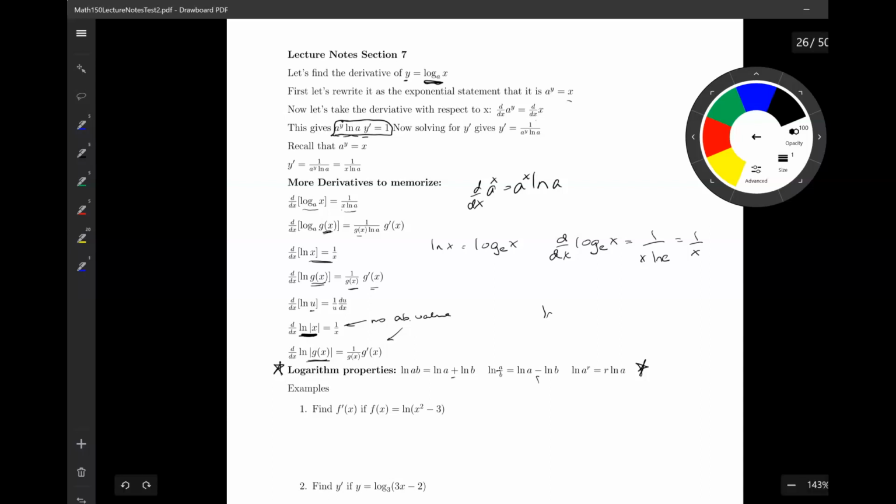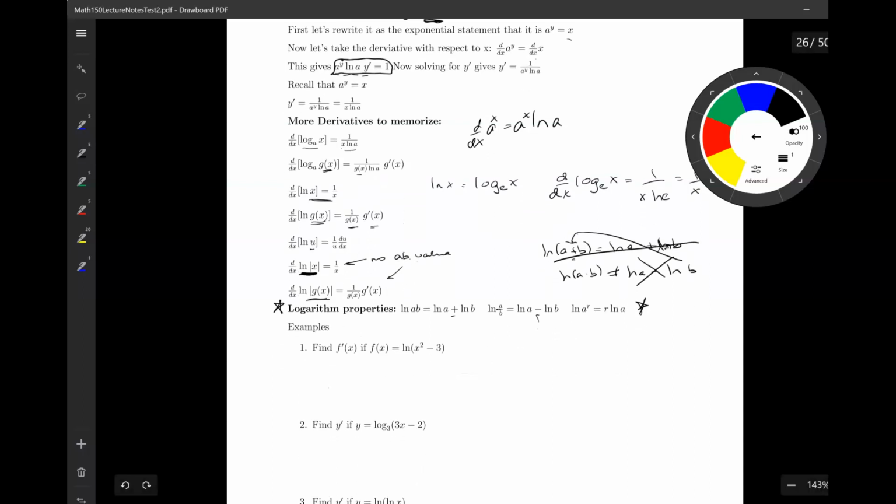And I want you to make sure that you never do this really bad math: ln of a plus b equals ln of a plus ln of b. This is wrong, to separate it around the addition in the middle. Very, very wrong. Or a subtraction. So ln of a minus b does not equal ln of a minus ln of b. Really, really wrong.